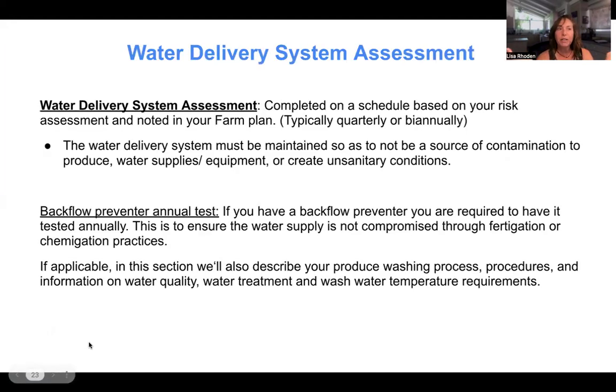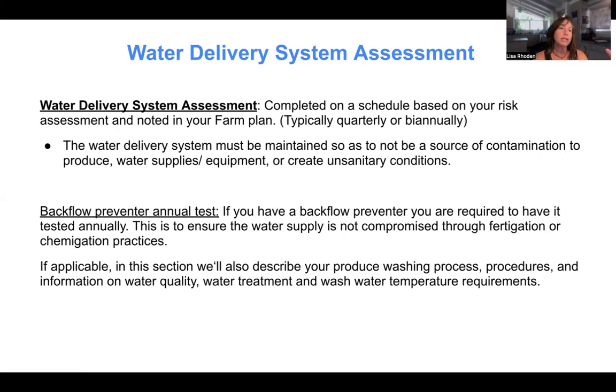So how do we know that our water system is not introducing any additional contamination? One of the things that we want to look at and that the standard requires is an assessment of the water delivery system. This is different than the risk assessment. This is really a look at your actual piping and water delivery mechanisms to make sure that things are not broken, leaking, have rust, or any other potential contamination introduced to the system.